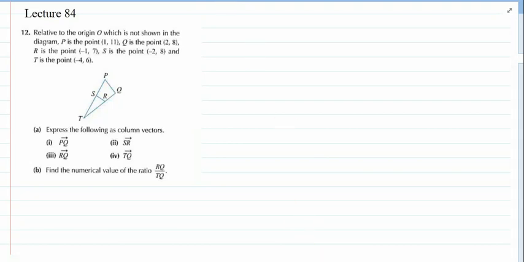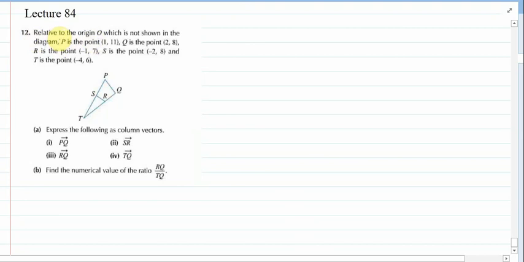Alright class, it's lecture number 84 in week 14. We were discussing the topic of vectors. In the last class we had done up to question number 11 of exercise 70. In today's class we are going to start from question number 12.